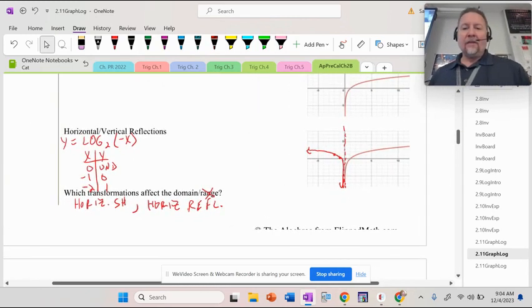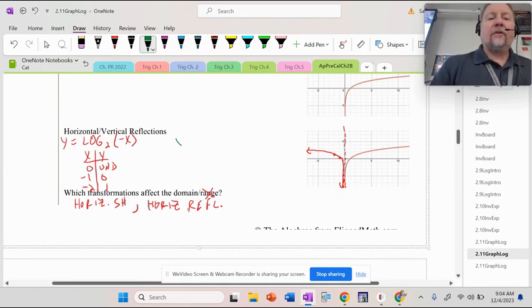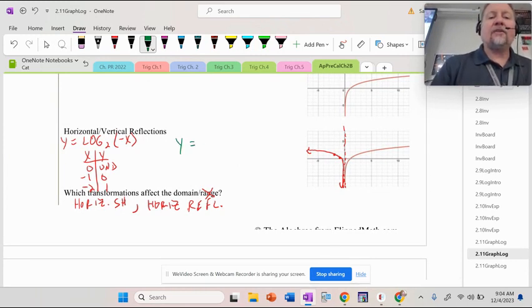Okay, so sticking with this, I'll do a vertical reflection that shows up like this. Log base 2 of x, but a negative on the outside. Again, still input output. You still can't plug in 0. You still get undefined, but now you can plug in 1 and 2. All right.